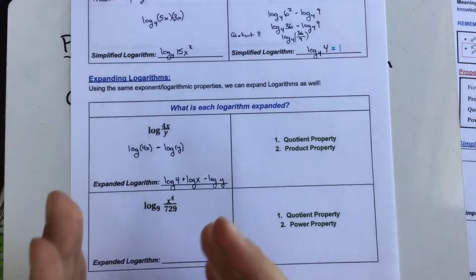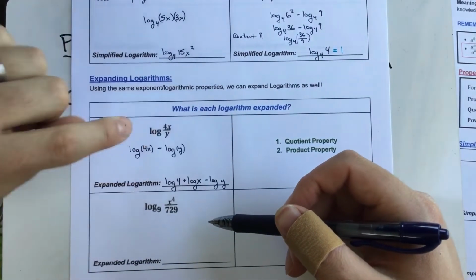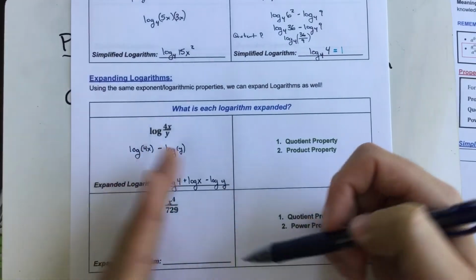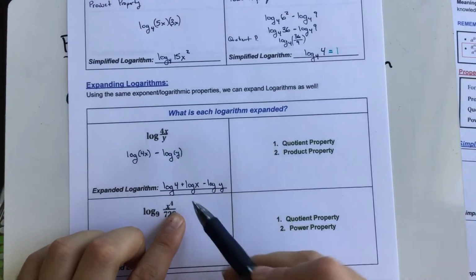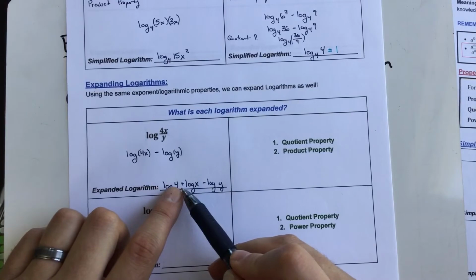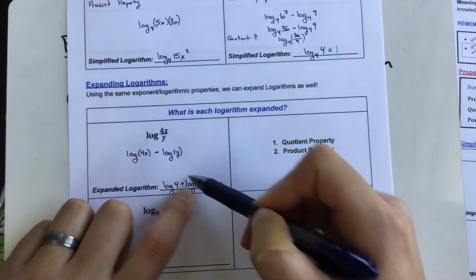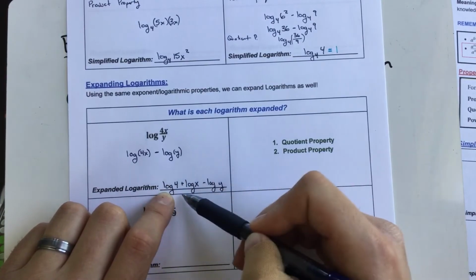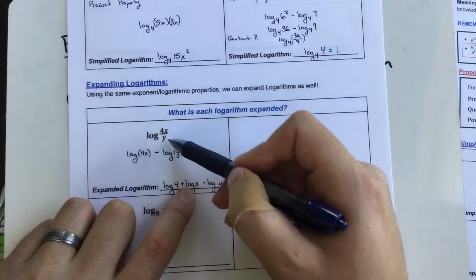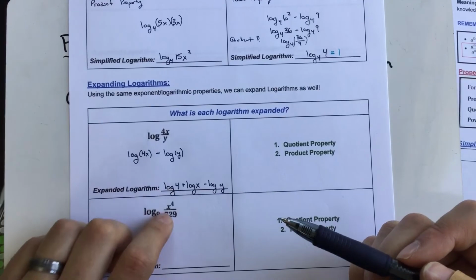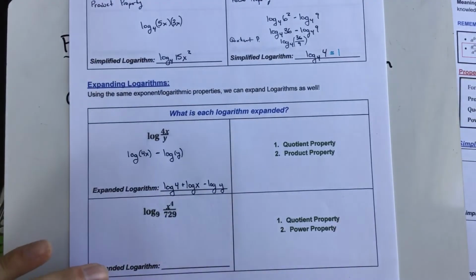So if I were to actually go from the expanded logarithm back, going from left to right, our order of operations, I'm going to multiply these two together to become 4x. Then I would divide that product by y, so 4x over y. This would be the simplified logarithm. Expanded logarithm, excuse me.